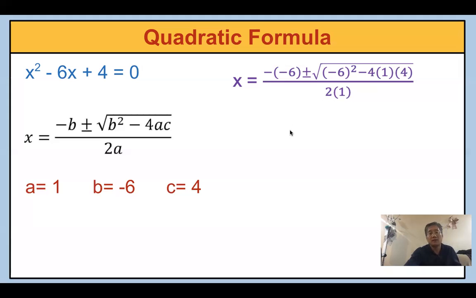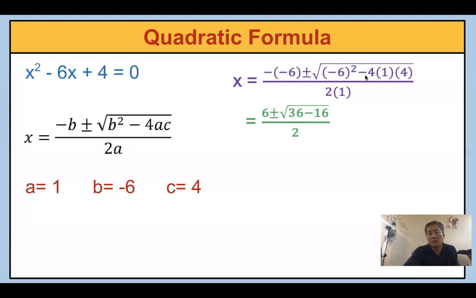And then the rest is you simplify. When you simplify step by step, right? Let's be patient and write down every step. So 6 minus minus becomes 6. Negative 6 squared becomes positive 36. And 4 times 1 times 4 is 16.